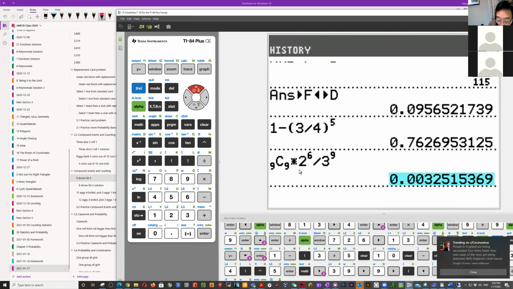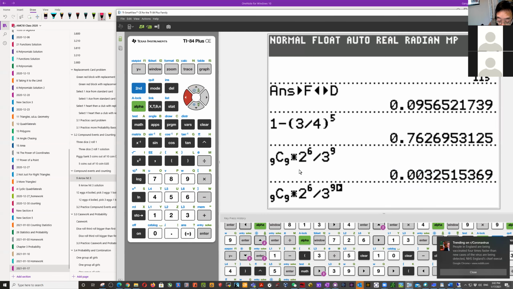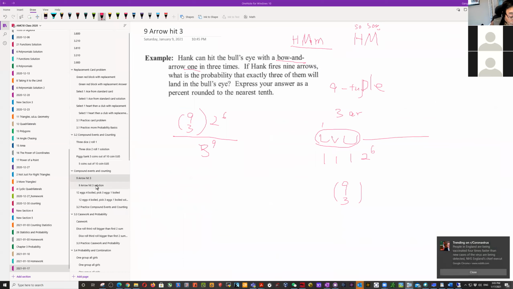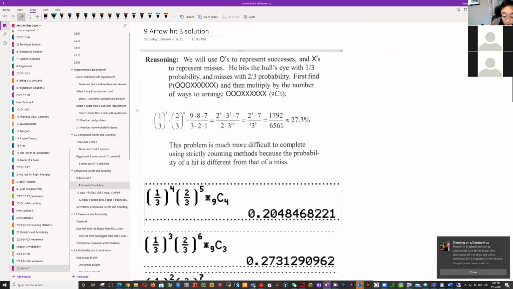Actually, I can recall it back and modify it. So that's one advantage of using a calculator. Yeah, that's 0.27. So basically, that's the answer, 0.27. So that's the way.